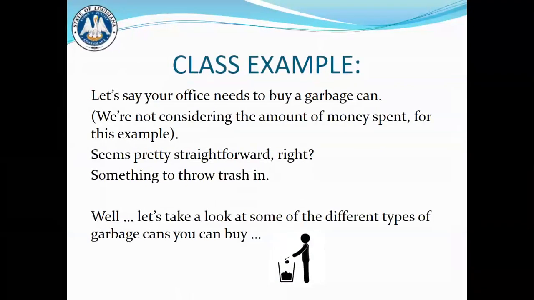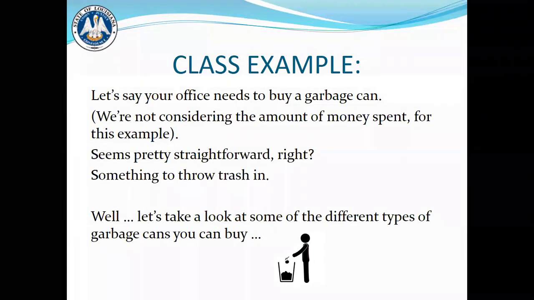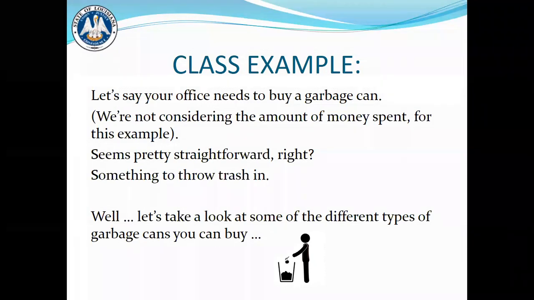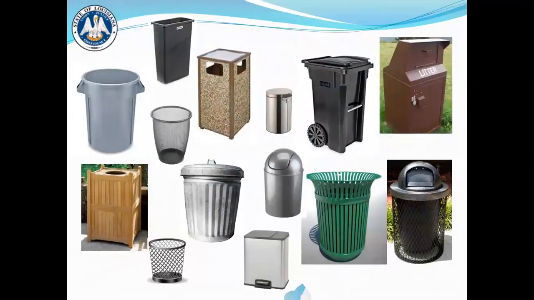So we're going to do a little example. Let's say your office needs to buy a garbage can. And we're not considering the amount of money budgeted for this. So it seems pretty straightforward, right? Something to throw trash in. Well, let's take a look at all the different types of garbage cans you can actually buy. As you can see, there's a ton of them. Colors, sizes, shapes, the material they're made out of. Some of them have protections against scavengers at the state parks. It's a whole different variety of things.